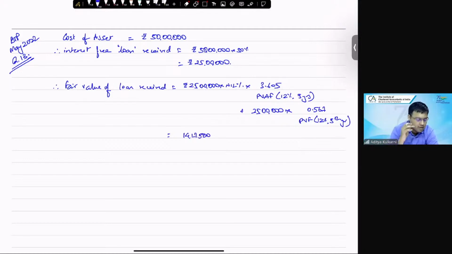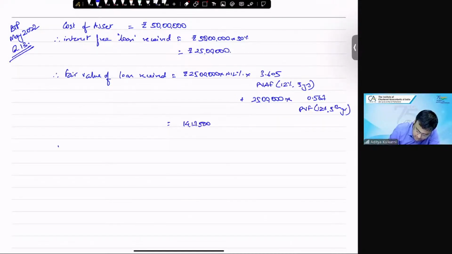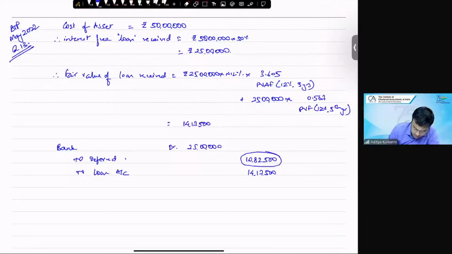Okay. So the fair value of the loan received is 14,17,500. So the difference will be 10,82,500. Are we okay with this? 10,82,500. Anybody has any doubts here? All clear.